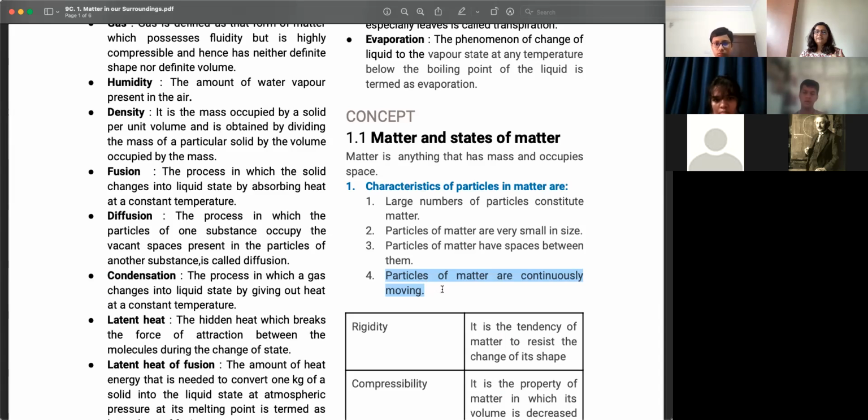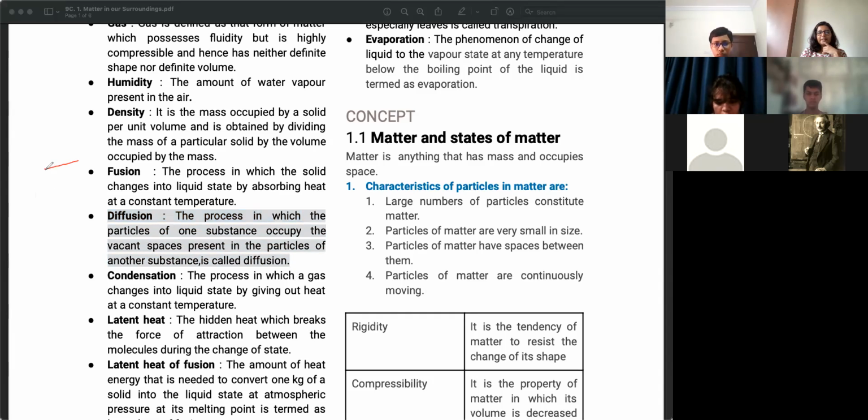That phenomenon is called diffusion. The process in which particles of a substance occupy the vacant spaces present in the particles of another substance is called diffusion. So if there are other particles and other substances there, it will go inside them. If other substances are not there, they will just move around and occupy whatever space is available to them.